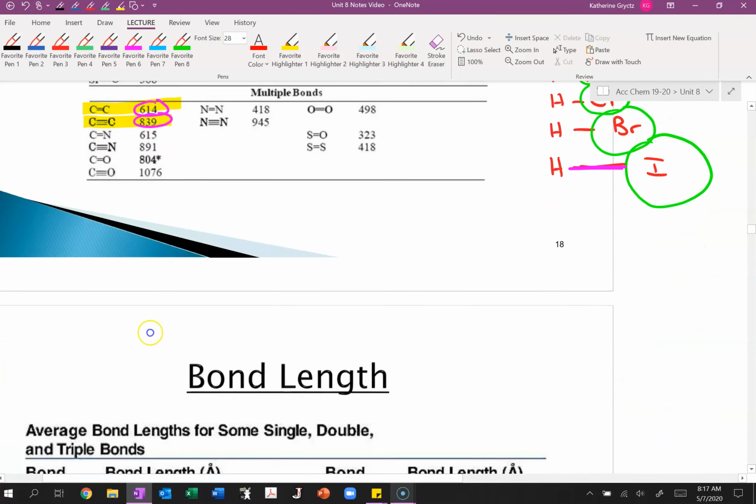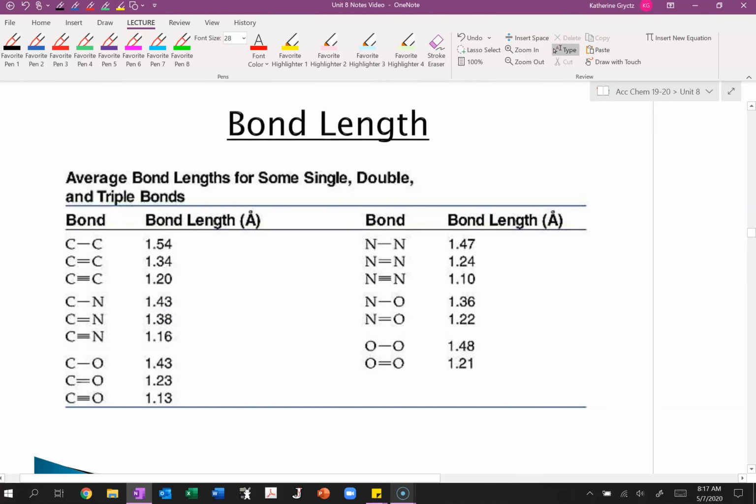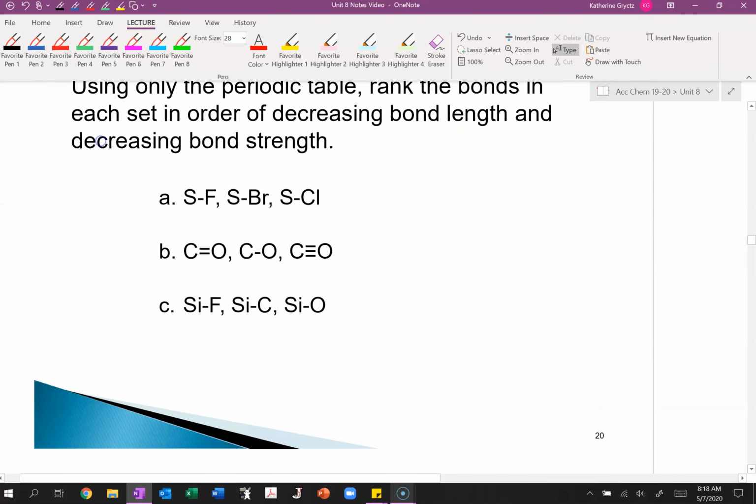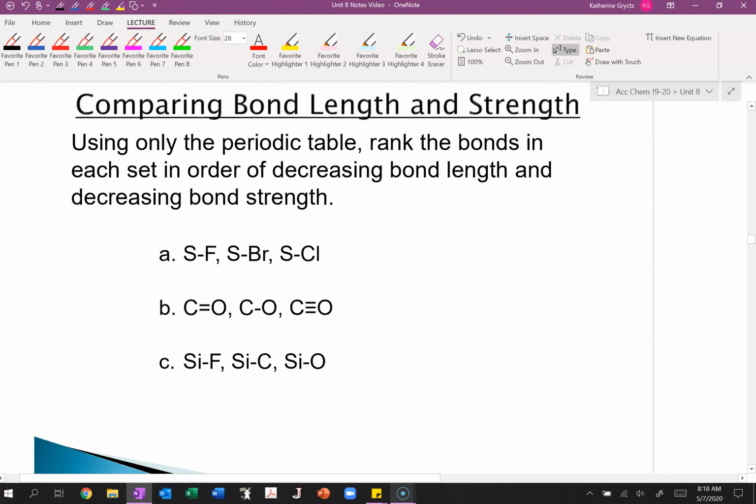Okay. The other thing is the bond length that I wanted you to compare. If you look at those same three that we just looked at, the carbon single bond, double bond, and triple bond, these are bond lengths, so how far apart they are from each other. The more bonds that you have, even if you're the same element, the shorter that bond is. Okay, it's more connections that pull those atoms in tighter. Okay, so we're going to see if we can rank them using the periodic table.